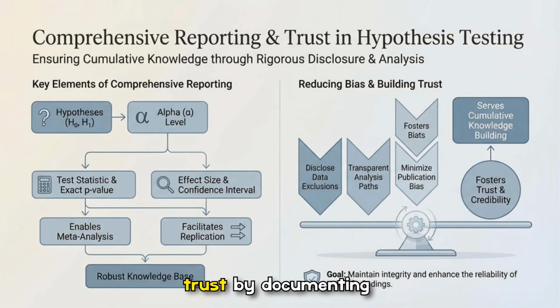Comprehensive reporting builds trust by documenting hypotheses, alpha levels, test statistics, exact p-values, effect sizes, and confidence intervals, and by disclosing exclusions and analysis paths. Transparent, rigorous reporting reduces bias, enables replication and meta-analysis, and ultimately fosters cumulative knowledge and credibility in scientific findings.